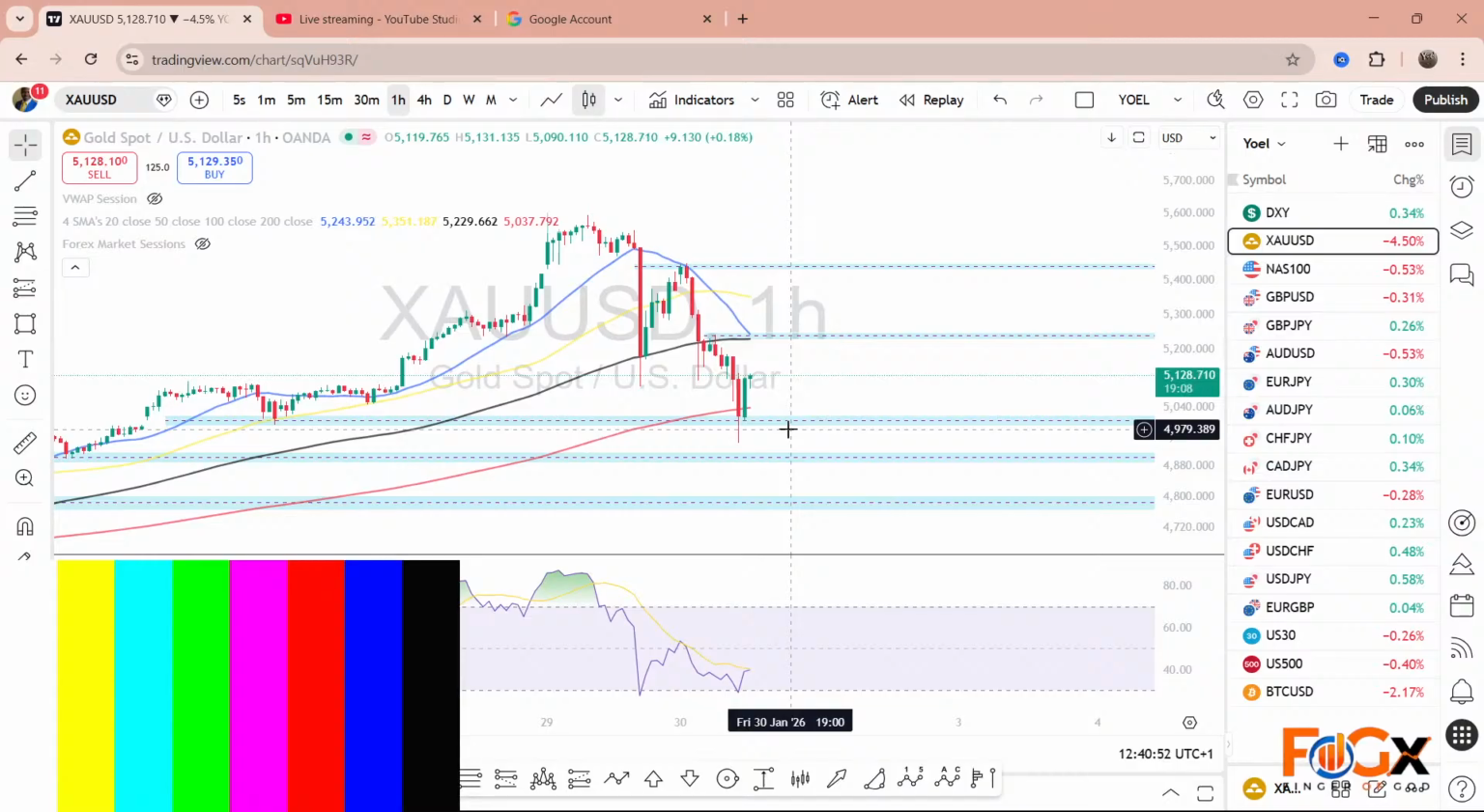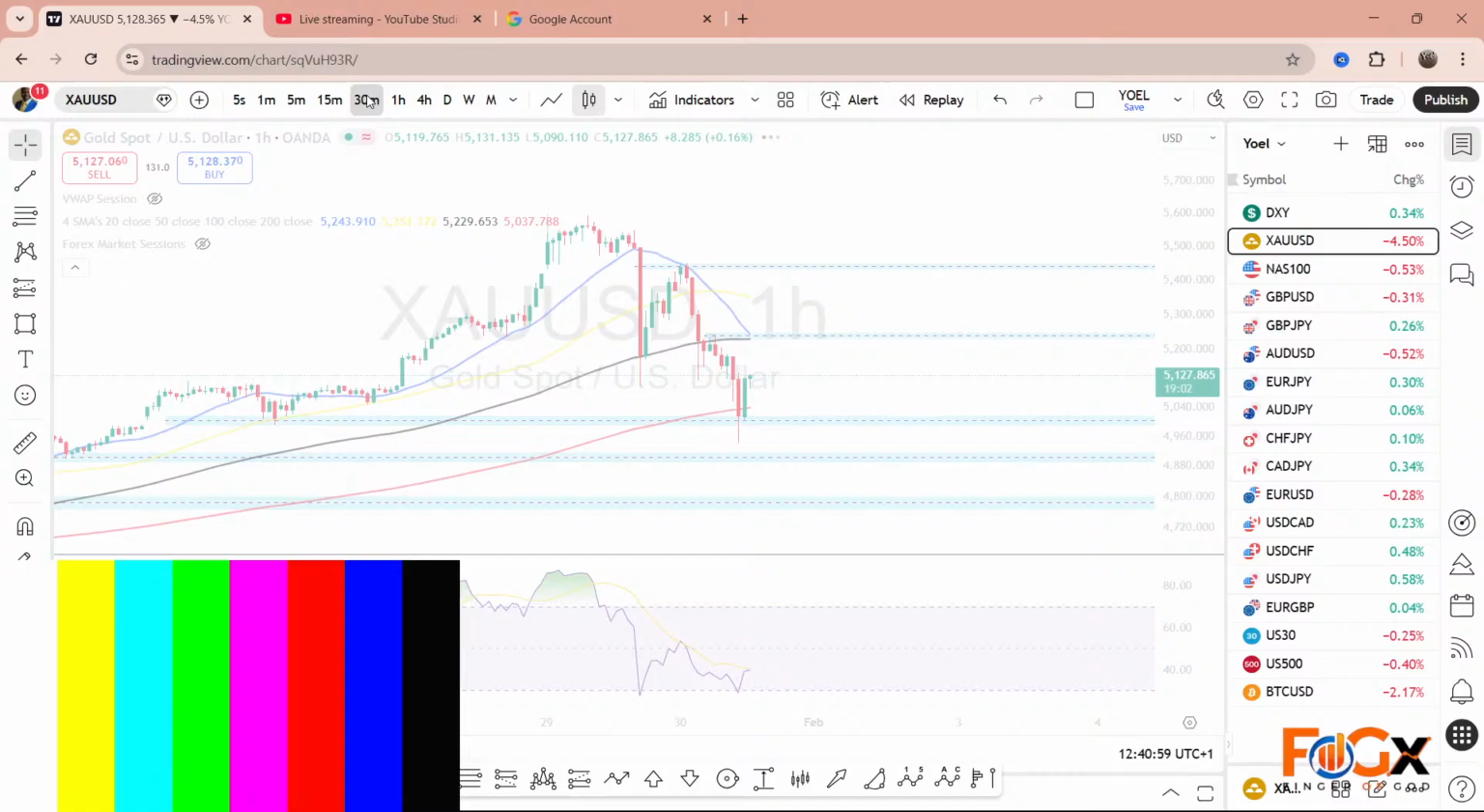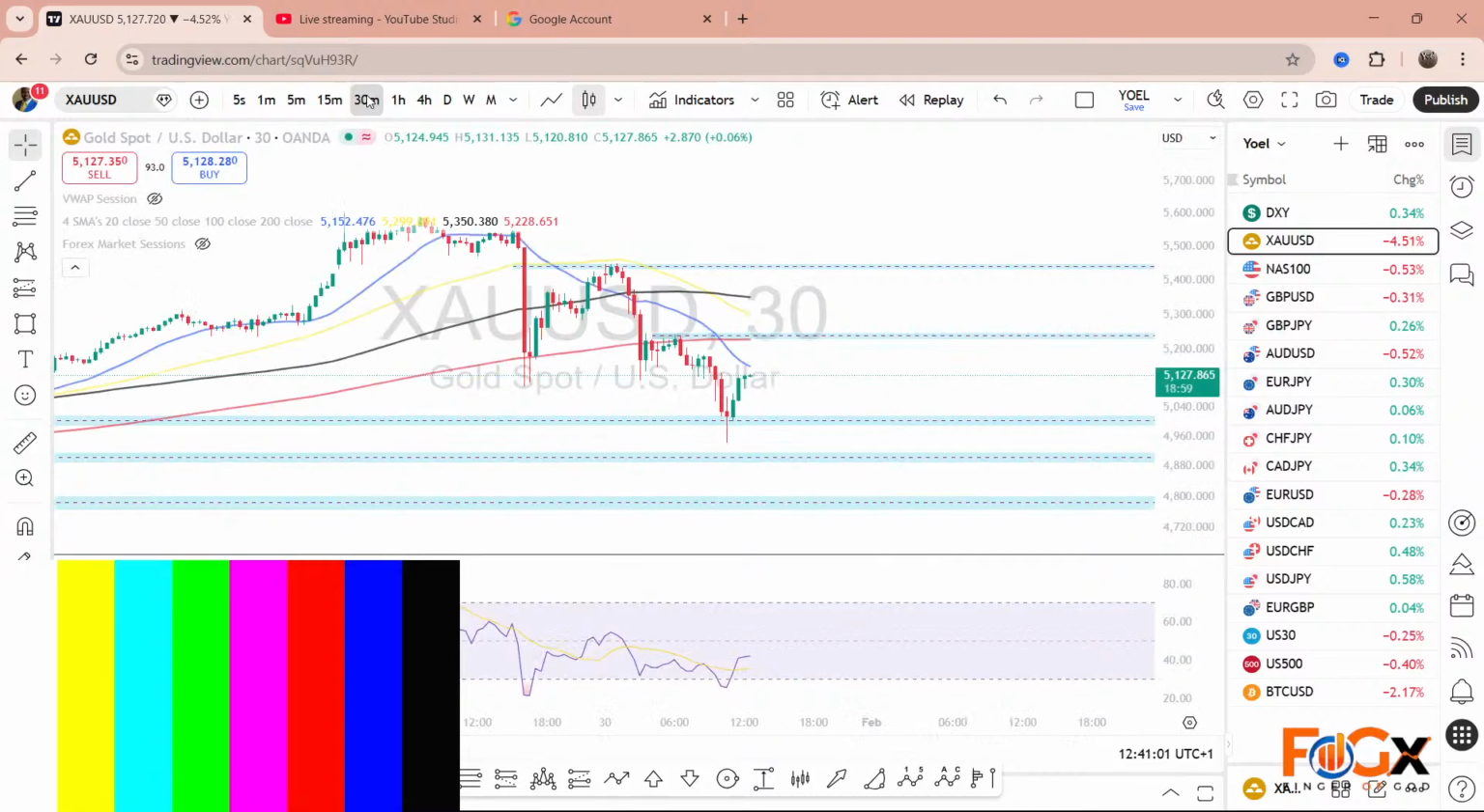So this is how a setup is made. Let's go to a lower time frame. Go to 30 minutes. Look at 30 minutes. Anyone trading 30 minutes will have entered here.